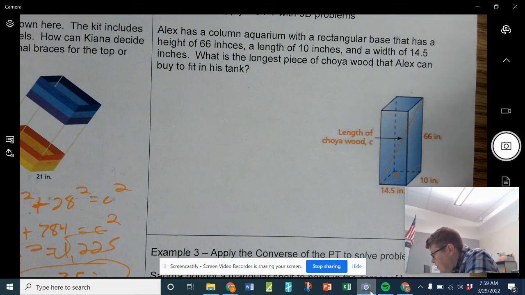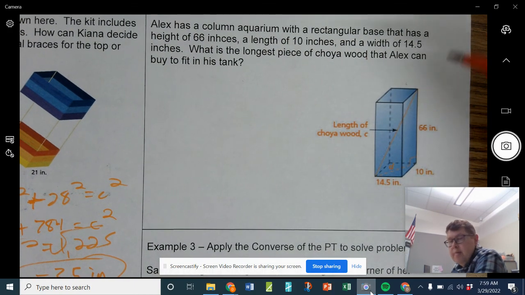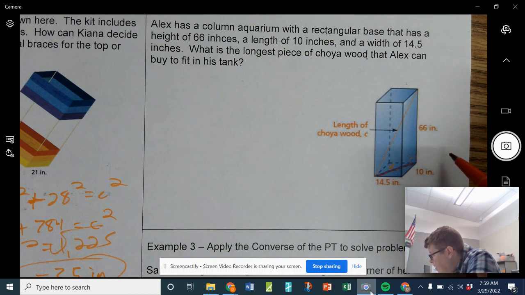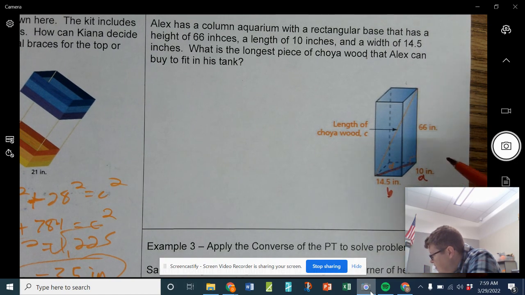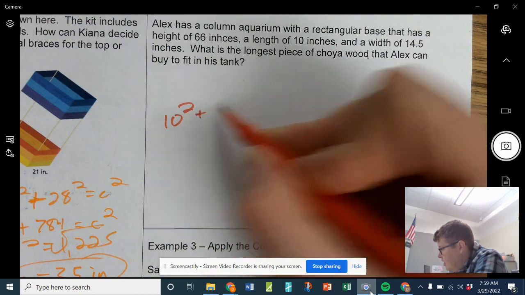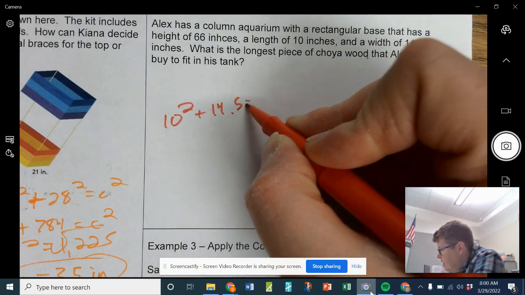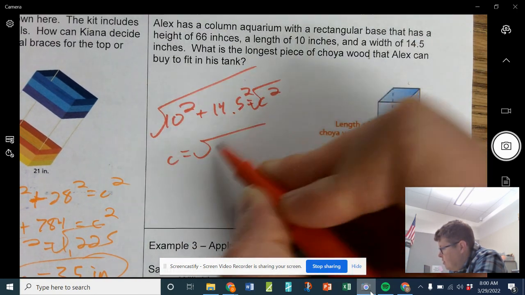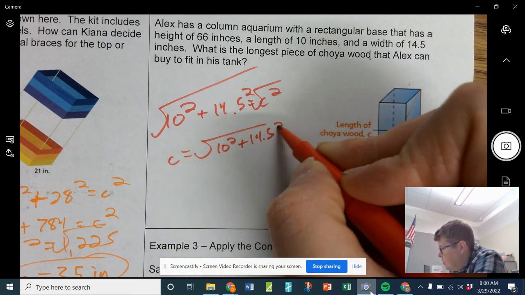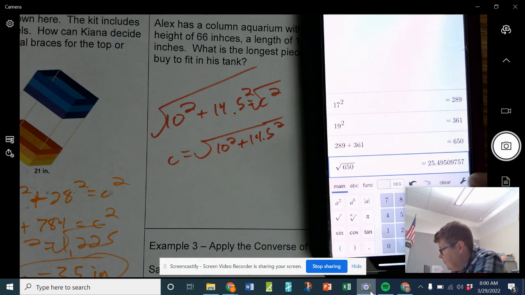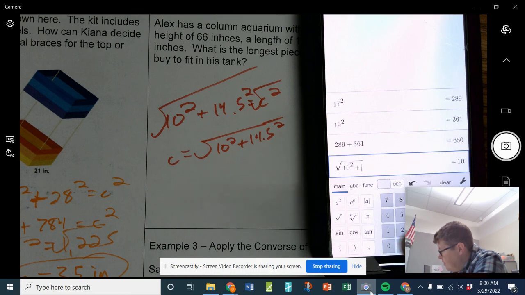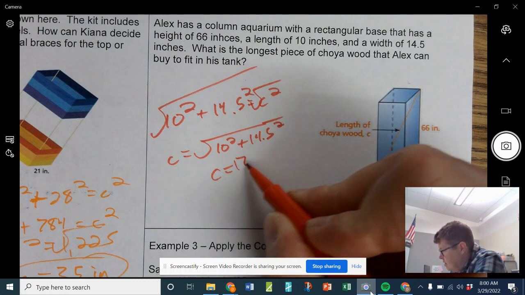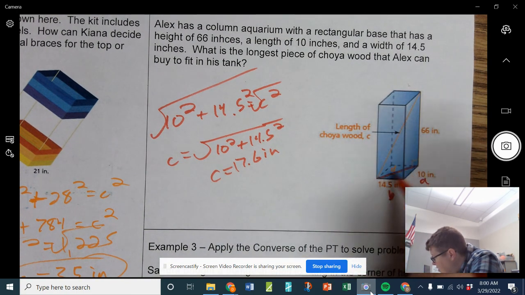Okay, so the idea here is we're going to do that same thing. We've got to do 2 sets of problems to be able to figure out this line right here. So we'll use that as our A and that as our B in our first problem, okay? So we've got 10 squared plus 14.5 squared equals c squared, okay? And I'm just going to square root it and do the easy way, right? So c is the square root of 10 squared plus 14.5 squared. And I'll just throw this whole thing in the calculator. Okay, so the square root of 10 squared plus 14.5 squared right there gives us 17.6 inches for this length right here, okay?